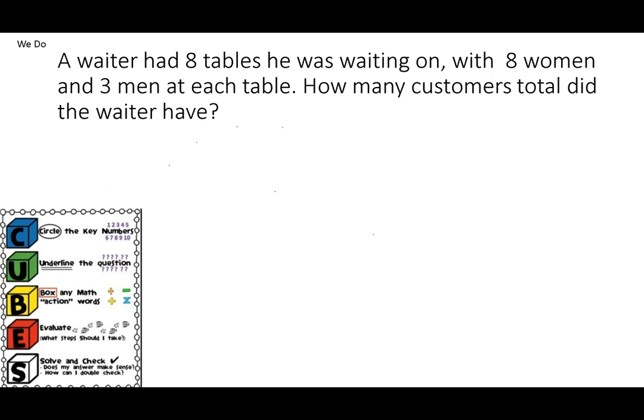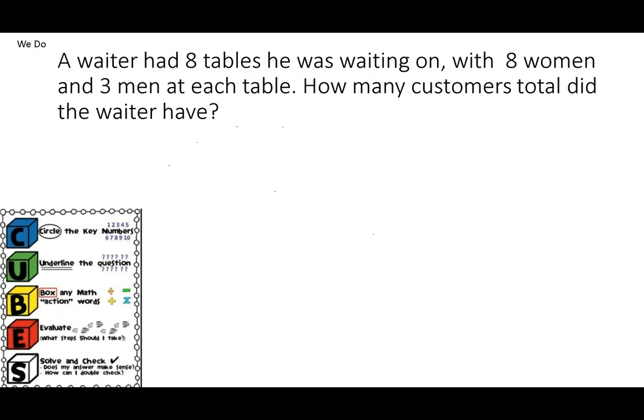So next is the redo. I need you guys to help me solve this multi-step word problem. The problem reads: a waiter had 8 tables he was waiting on, with 8 women and 3 men at each table. How many customers total did the waiter have?